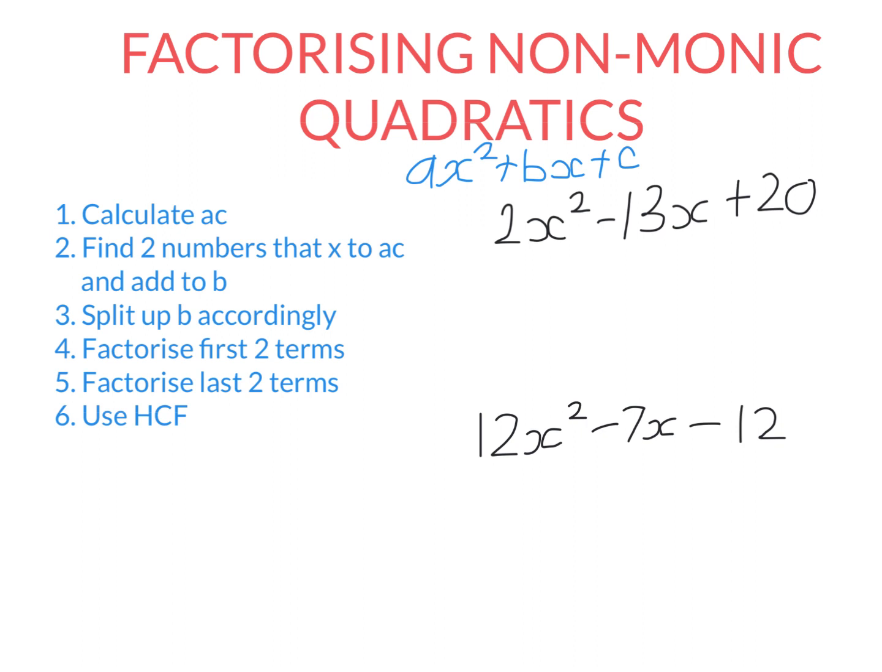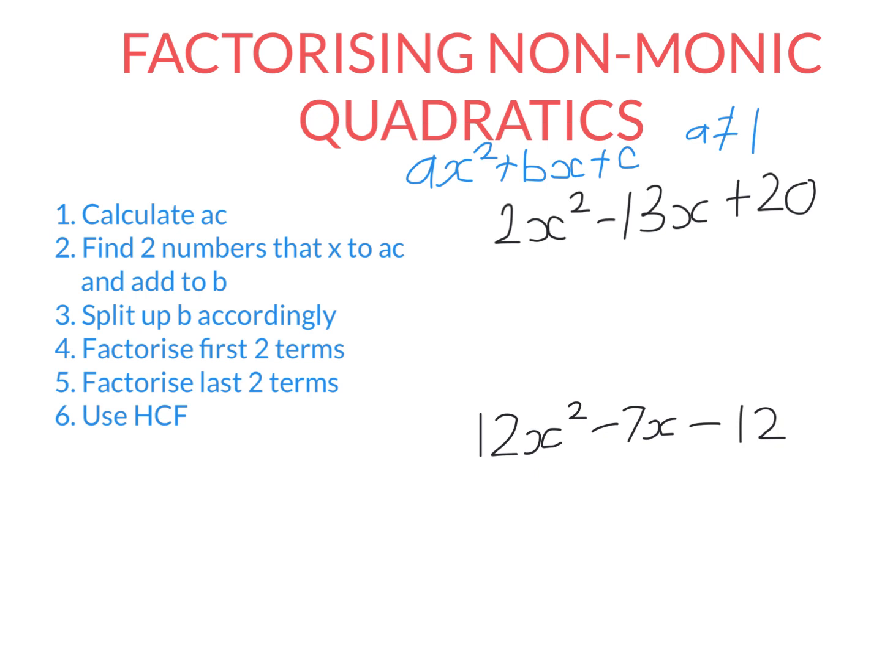Unfortunately, that doesn't work when the quadratics are non-monic. So non-monic means this coefficient of x squared is not equal to 1. So any quadratic trinomial can be written as ax squared plus bx plus c. A is the coefficient of x squared, b the coefficient of x, and c the constant term. So non-monic means a does not equal 1. The number in front of x squared is not 1. Or in other words, there's a number written in front of x squared.